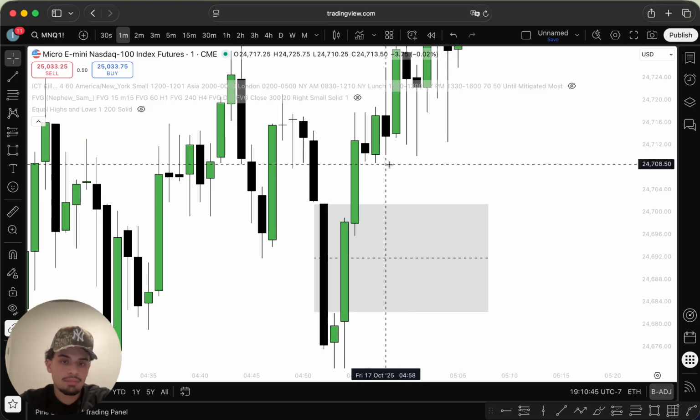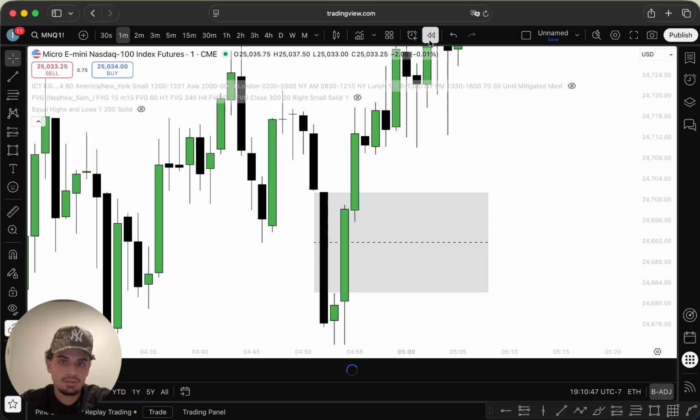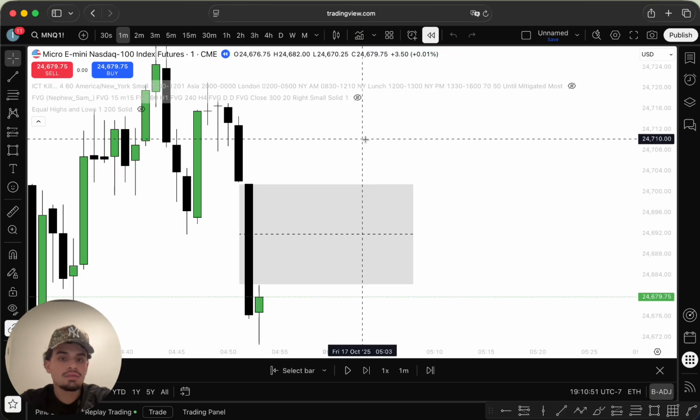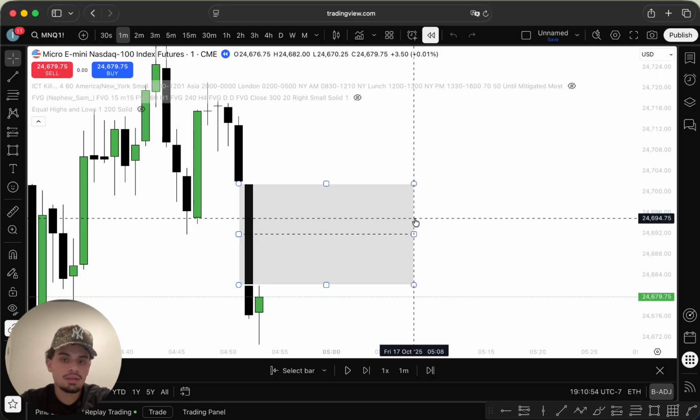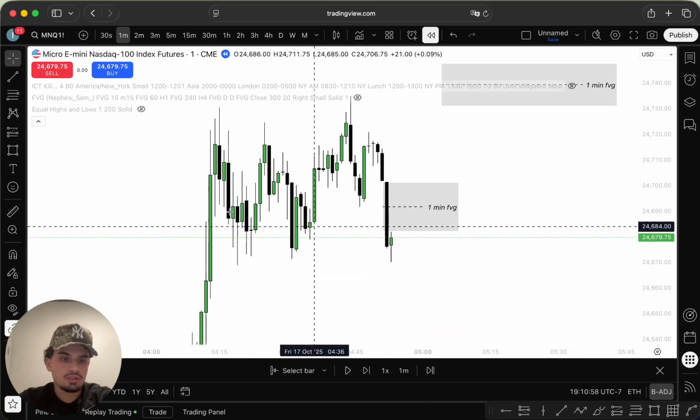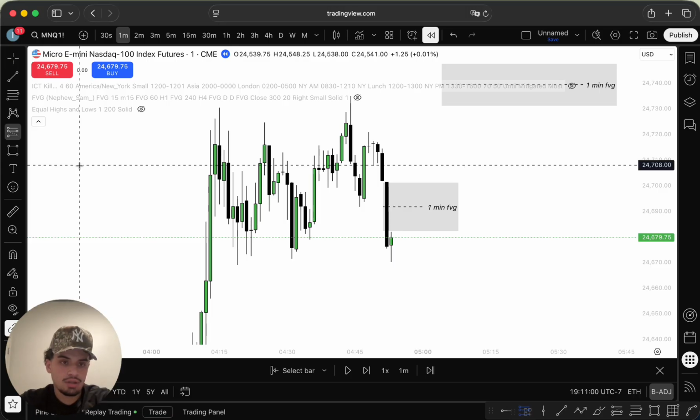This is a fair value gap. Forget about these green candles here. Let me see if I pull it. Yeah. So this is a fair value gap. Now, what is happening here? There's two ways we could take this trade. Now, let me tell you why.